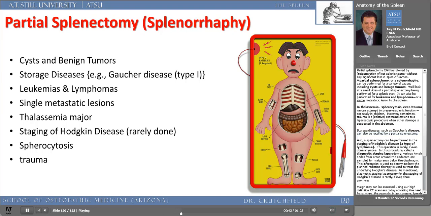Storage diseases such as Gaucher's disease can also be rectified by a partial splenectomy. Also, a partial splenectomy can be performed for the staging of Hodgkin's disease. This is rarely done anymore. In this operation, lymph nodes are sampled from various areas in the abdomen to assess whether the cancer has spread to lymph nodes above the diaphragm and or below the diaphragm to help stage how the radiation therapy is used to treat the Hodgkin's disease. This procedure is rarely, if ever, done anymore. Resolution on CAT scans has made this procedure, i.e. a staging laparoscopy or staging laparotomy, almost extinct.